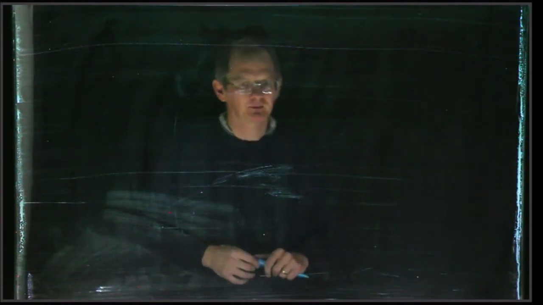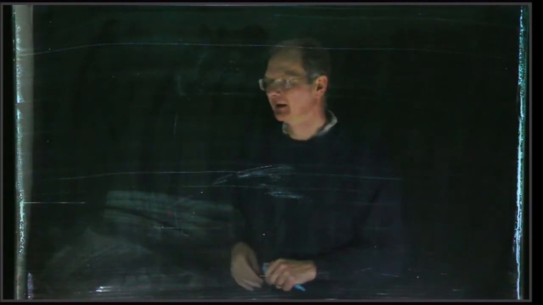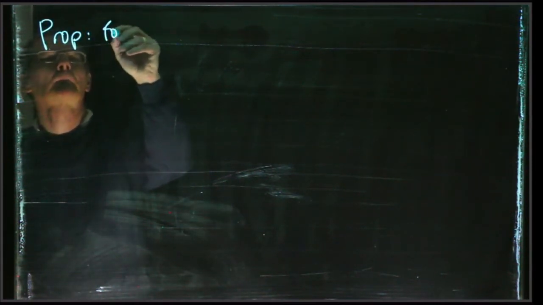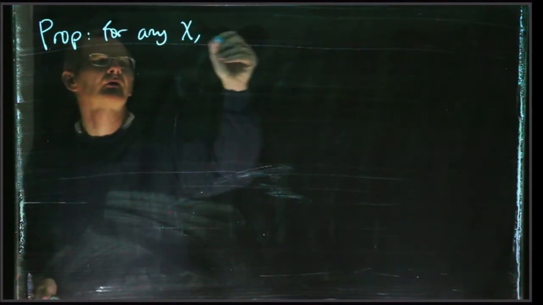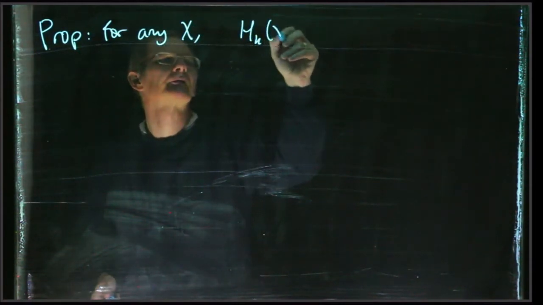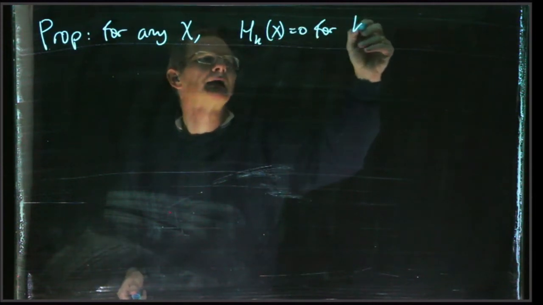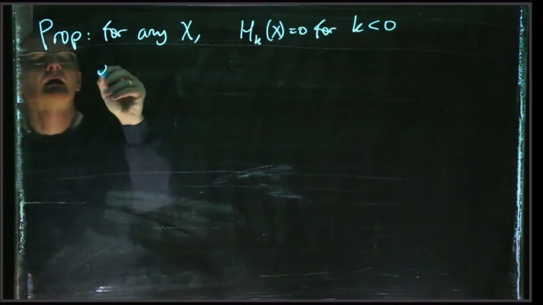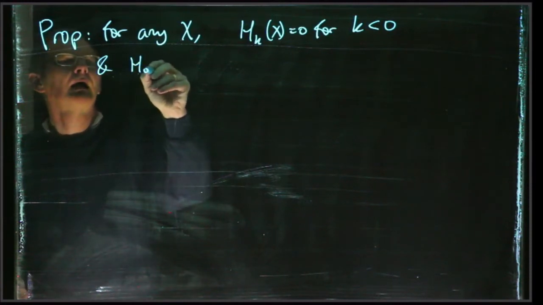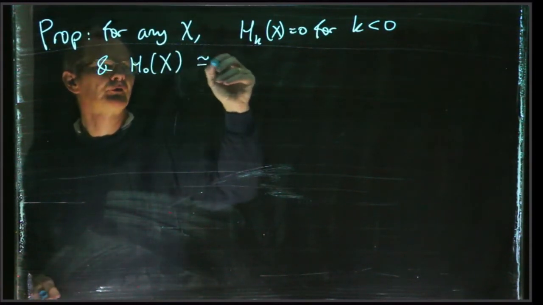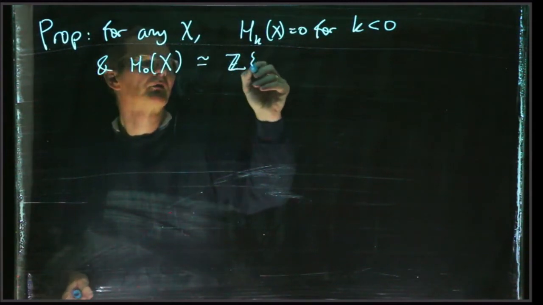Okay, so now suppose we've got a space X that isn't discrete. What can we say? We can't really say anything very interesting about the homology groups for k bigger than 0, but we can at least understand reasonably well what H_0 is. So the proposition is like this. For any X, firstly, let's just record that H_k(X) is 0 for k negative. That's more or less obvious. And H_0(X) is isomorphic to the free abelian group on the set pi_0(X).